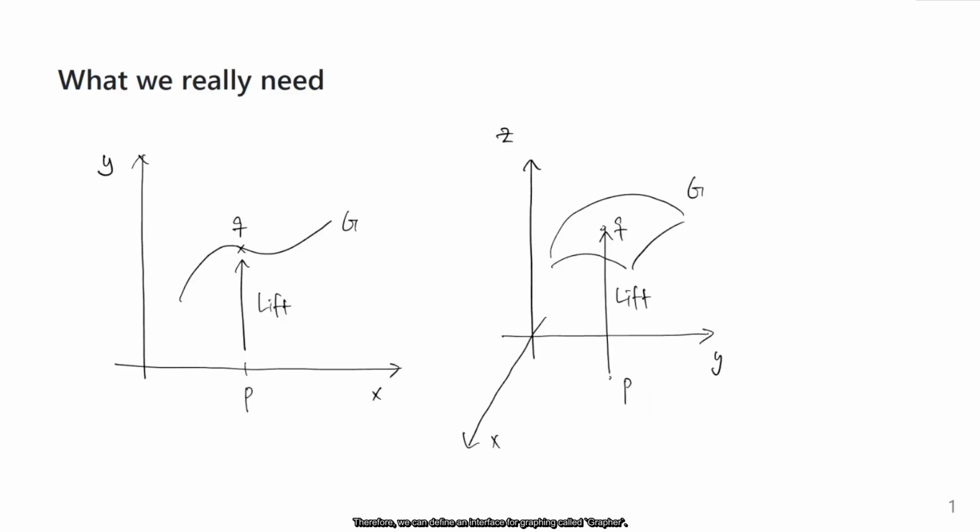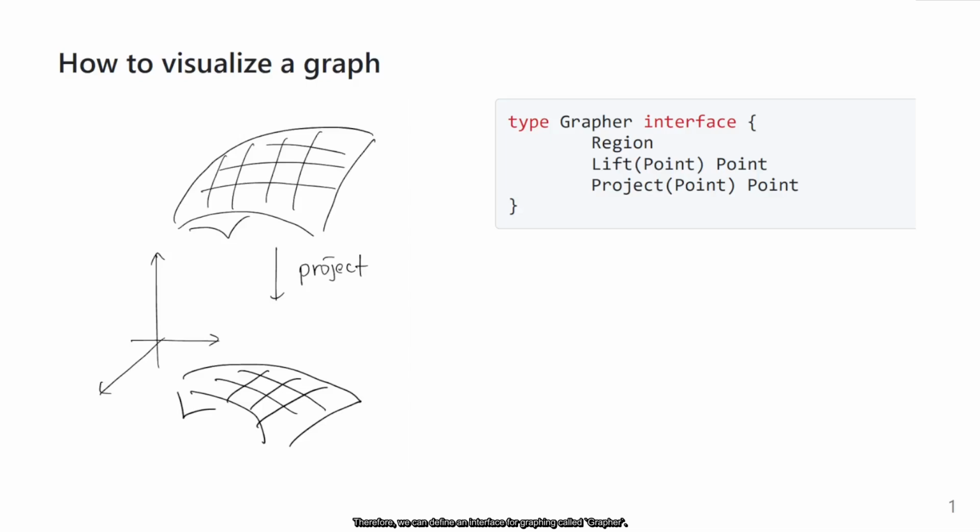Therefore, we can define an interface for graphing called grapher. This interface should contain information about the domain, so it must include the region interface. And it needs a lift method that lifts the point in the domain to a higher dimensional space. If the lifted point is two-dimensional, it can be directly visualized on a two-dimensional plane. However, if it's a three-dimensional point, it needs to be projected back onto the two-dimensional plane. So, a project method is also necessary.